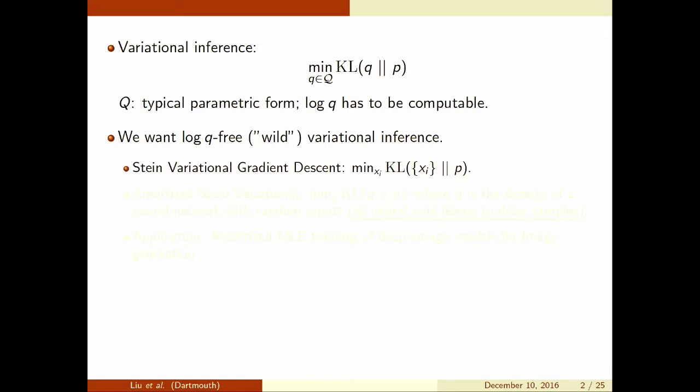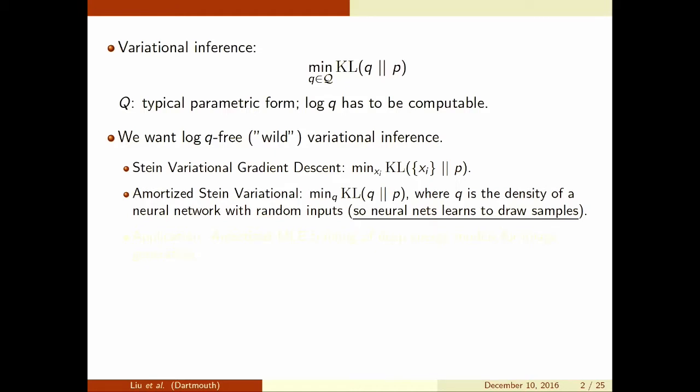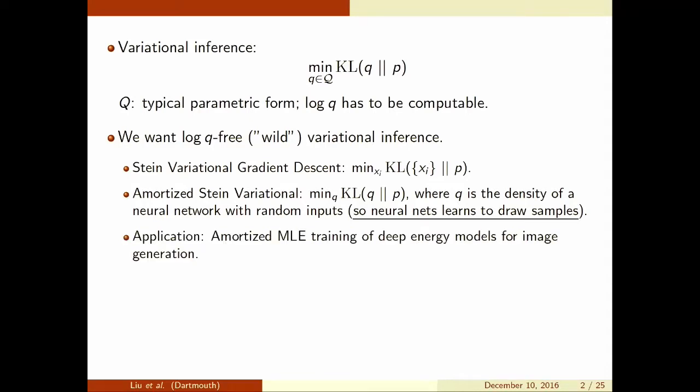I'm going to first talk about what's called Stein variational gradient descent, which is a poster in this NIPS, that finds a set of particles by, in some sense, explicitly minimizing the KL divergence. And then I will use the idea of amortization, training another neural network to mimic the particle dynamics. In this way, you can train an arbitrary neural network, or any function that you can backpropagate through, to learn to draw samples from a distribution. Then I will use this idea to amortize maximum likelihood training for energy models, and we get something quite similar and almost as good as GAN-style methods.